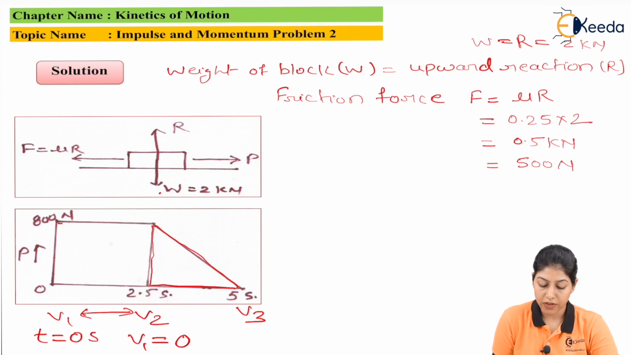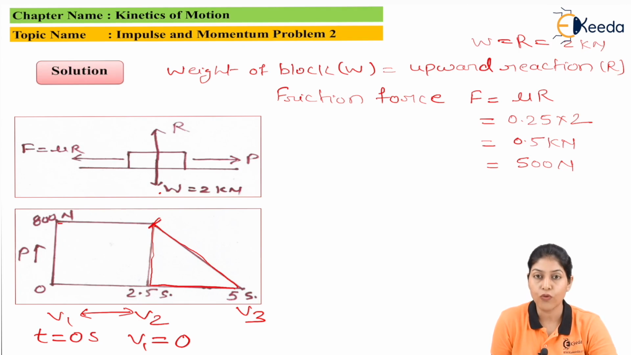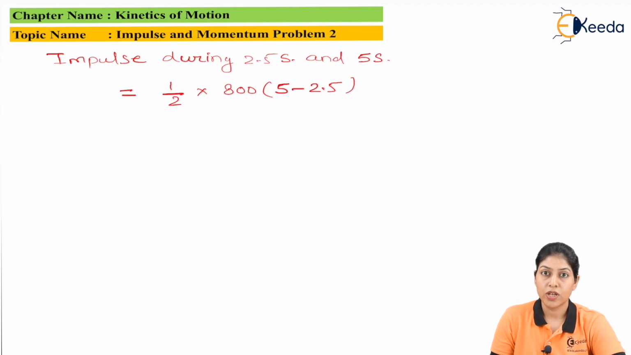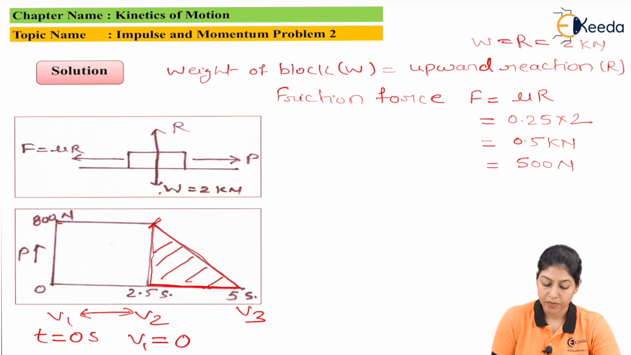This particular area of the rectangle represents the impulse between 0 and 2.5 seconds, and from this point the value of force is continuously reducing as per this force time diagram. So this area of the triangle represents the impulse between 2.5 seconds and 5 seconds. If we determine the area of the triangle, this is the base and this is the height.